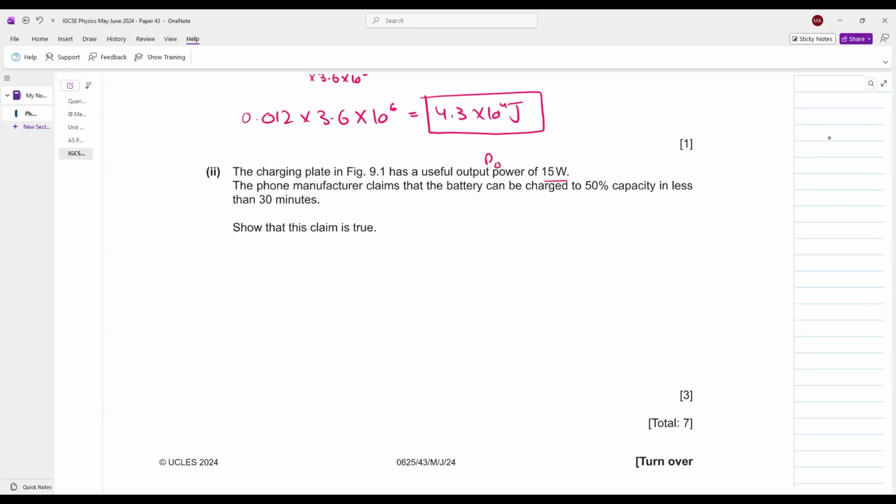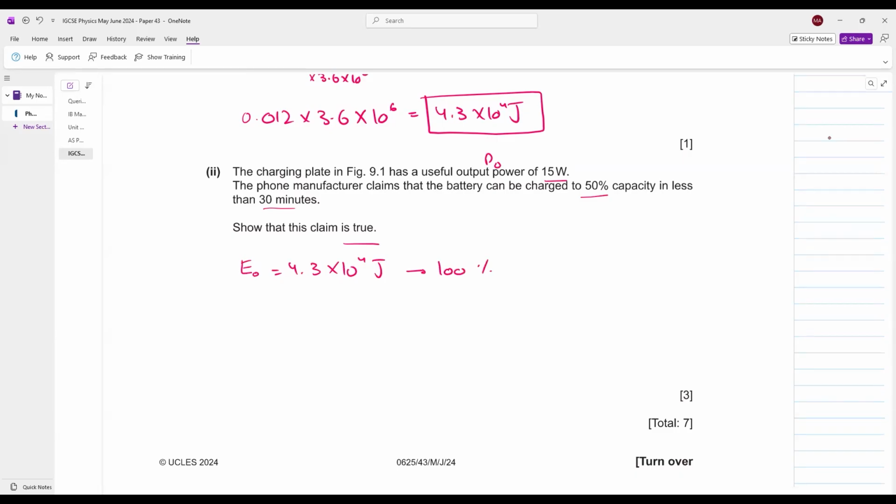Power output of 15. The phone manufacturers claim that the battery can be charged to 50% in less than 30 minutes. Show that this claim is true. How will we show that this claim is true? The maximum energy output is 4.3 × 10^4 joules. Let's say this is your 100% energy.